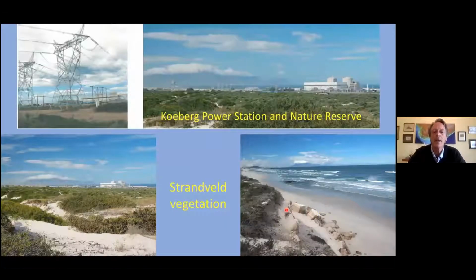Another area where plants have been well conserved is the Koeberg Power Station. There's a nature reserve there, and you can go there. It's a lovely spot for walks. It's a little bit odd to see the nuclear reactors in the distance, but it's an example of a well-preserved, conserved area. And it has the strandveld vegetation, which is also basically a shrubland with elements of some grasses in it.